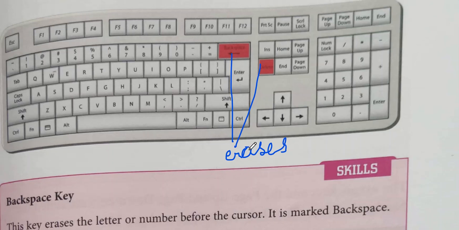So whenever you have typed something wrong, in that case you can erase it with the help of these two erasers. But there is a difference between these two erasers, that backspace key always erases the letters which are before the cursor, and delete key is used to erase the alphabets or letters after the cursor.